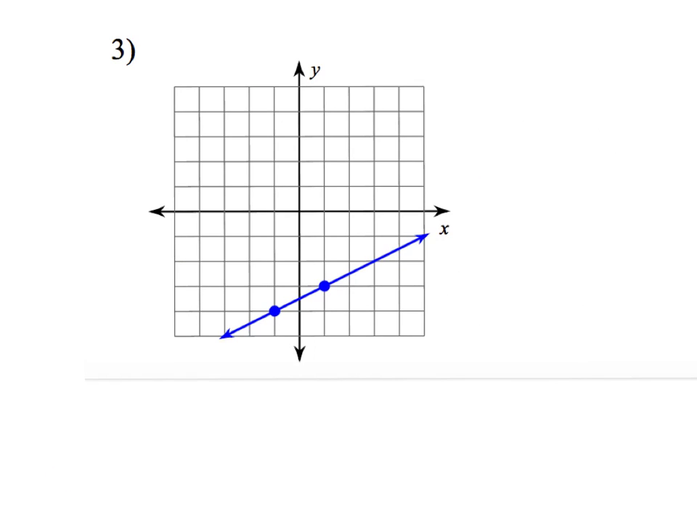Okay, number 3, now I can definitely tell with this one that it's going to be a positive slope. So let's start with this lower point, and I'm going to rise up 1 unit. Now I'm going to run 1, 2 units. So this slope is 1/2.